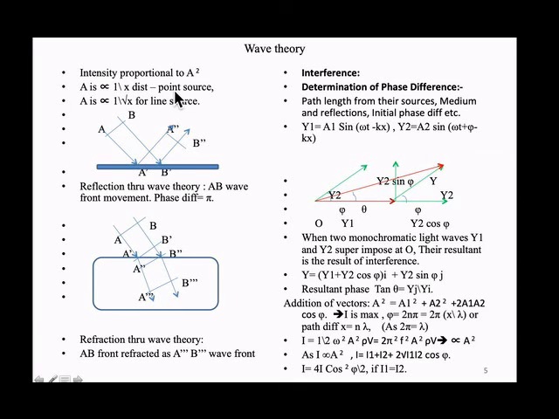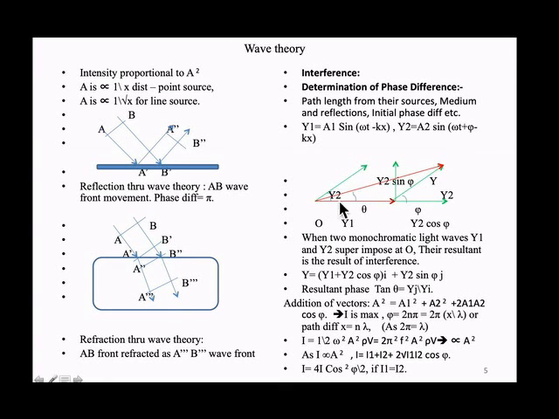It goes as 1 by x for a point source and 1 by root x for a line source. Suppose this is a tube light. As I go x, the amplitude gets reduced in the ratio of 1 by root x. When amplitude is reduced by 1 by root x, how is the intensity reducing? A square, so 1 by x. So as you go along the direction y, the intensity is reduced by 1 by y. Again, if it is a point source, it is reduced by 1 by y square, a much greater reduction. Okay, this is the intensity.